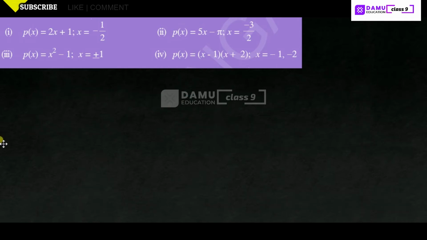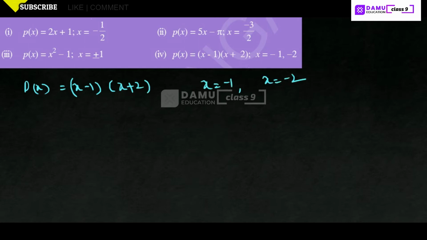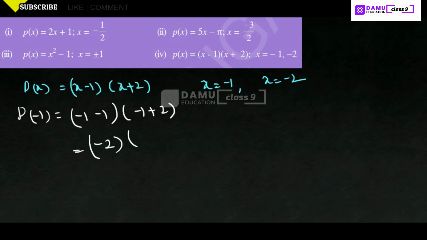Our next one is p of x equals x minus 1 into x plus 2. That is x equals minus 1 and x equals minus 2. These are the values we need to substitute. So p of minus 1 will be equal to minus 1 minus 1 into minus 1 plus 2. Minus 1 minus 1 will become minus 2, into 2 minus 1 will be 1. Since there is a plus before the 2, it is addition. So we get minus 2. So p of minus 1 is equal to minus 2.